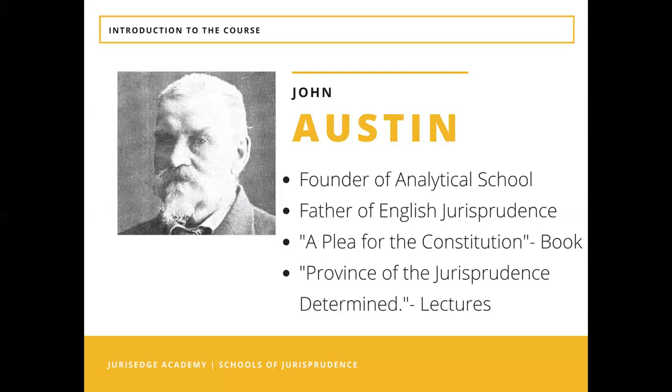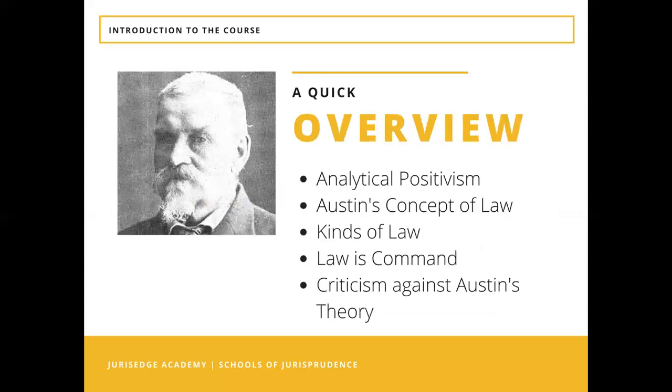Now we are going into the theoretical part of John Austin. We are taking a quick overview of the things that he has said regarding analytical positivism and his concept of law. He distinguishes law as law properly so called and law improperly so called. He also gave the very well-known line for law students, that law is the command of the sovereign. How he was criticized by different jurists will also be discussed in the next slides.